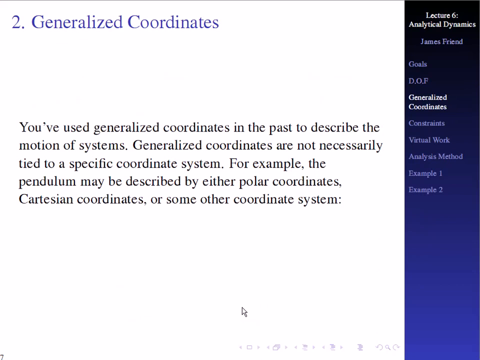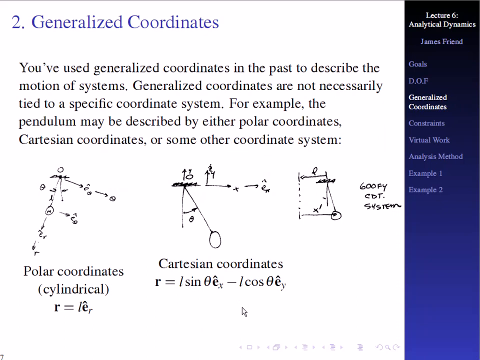The reason we went through all of that is because of generalized coordinates. Now, you've used generalized coordinates in the past to describe the motion of systems. Generalized coordinates are not necessarily tied to a specific coordinate system. For example, the pendulum may be described by either polar coordinates, Cartesian coordinates, or some other coordinate system. Okay, so here are your polar coordinates, e sub r, e sub theta, and Cartesian coordinates, e sub x and e sub y, and we could define them in some other kind of coordinate system over here at the right, like I'll call it the goofy coordinate system, where we have x prime, where it's some distance from over here at the left, the distance from where the bob is attached, given by L.